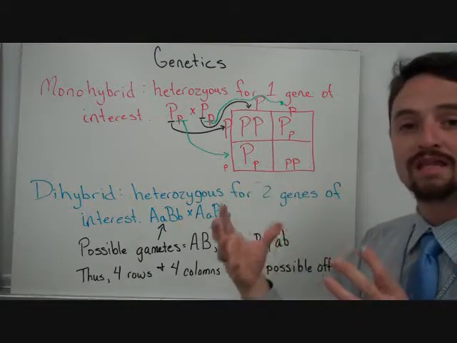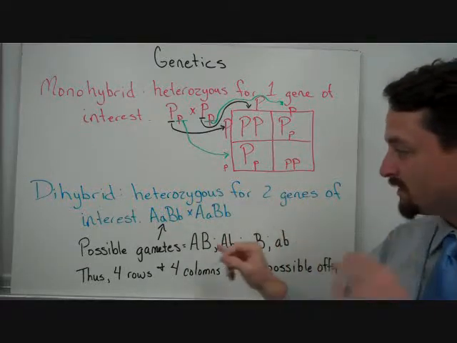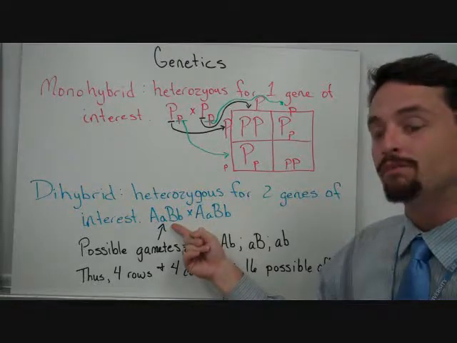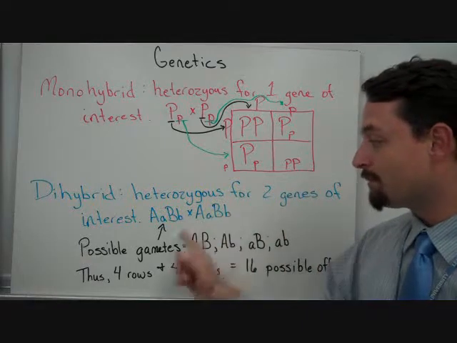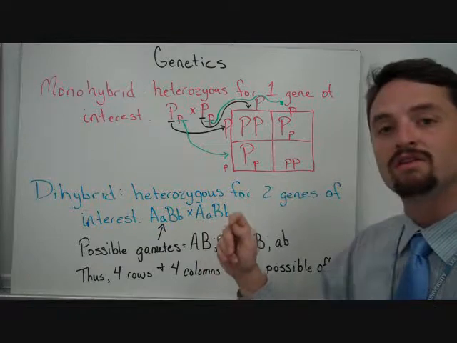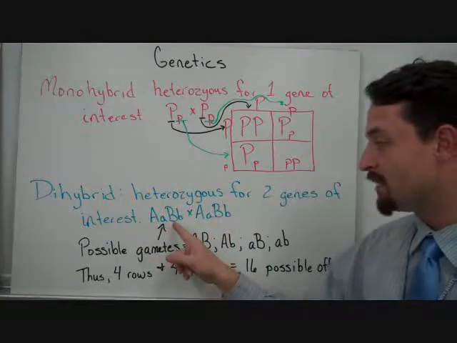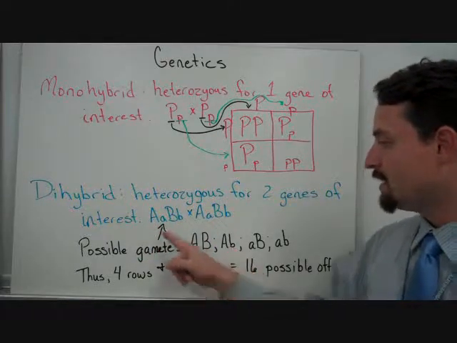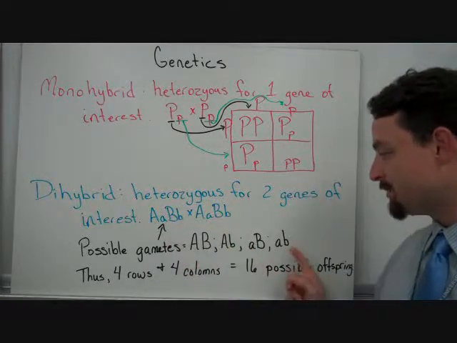We can complicate that and make what we call a dihybrid cross when we're looking at heterozygous for 2 genes of interest. So the standard would be big A, little a, big B, little b, times a big A, little a, big B, little b. So when you think about the possible gametes, remember we're assuming here that these are not on the same chromosome. But you would say this big A could be in a gamete with this big B. This big A could be in a gamete with this little b. This little a could be in a gamete with the big B. And the little a could be in a gamete with the little b.